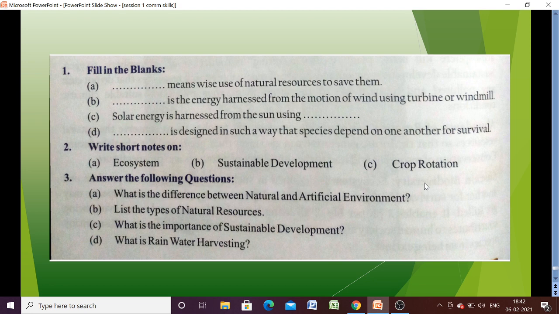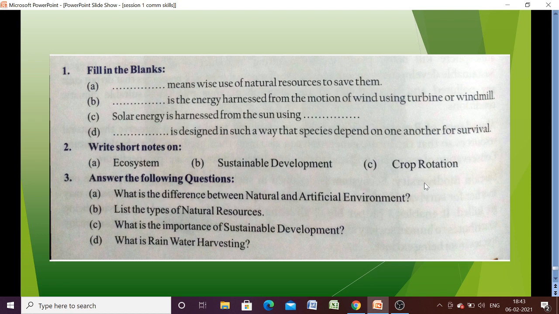So the first question is, dash means wise use of natural resources to save them. So conservation means wise use of natural resources to save them. Next question. Dash is the energy harnessed from the motion of wind using turbine or windmill. Very easy to answer. Wind energy. Third question. Solar energy is harnessed from the sun using solar panels.